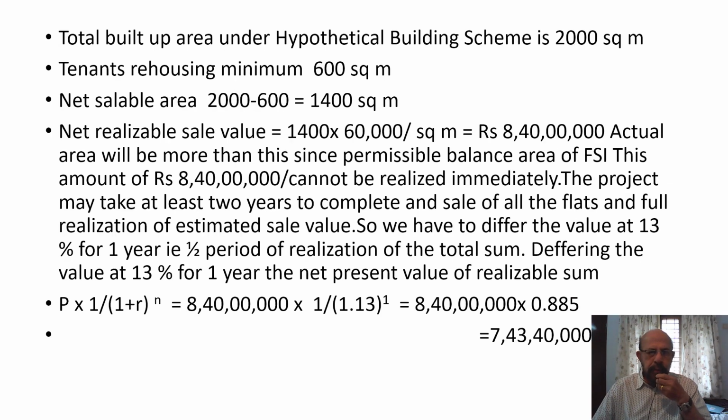The total built-up area under the hypothetical building scheme is 2000 square meter. Tenants rehousing minimum 600 square meter. Net saleable area is equal to 2000 minus 600, which is equal to 1400 square meter. Net realizable sale value is equal to 1400 into 60,000 per square meter, which is equal to 8 crore 40 lakhs.